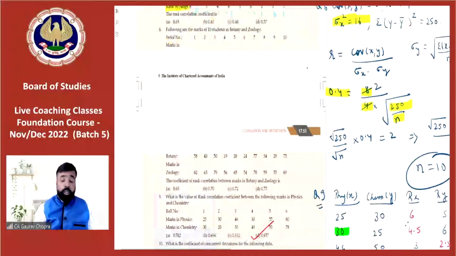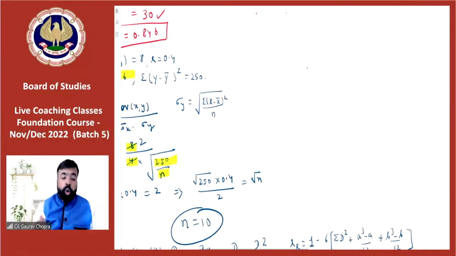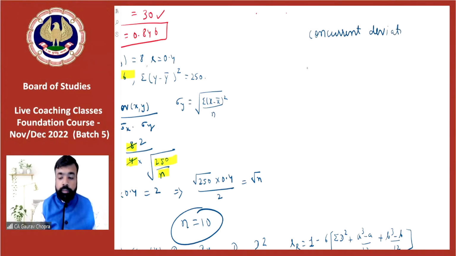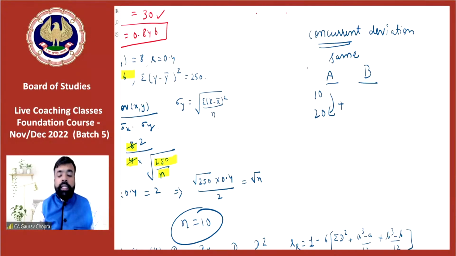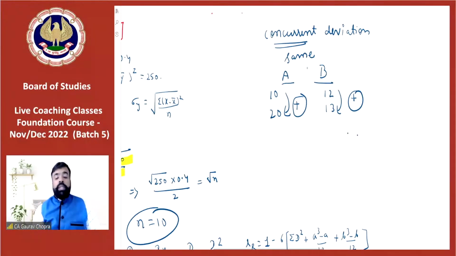Then somebody is asking, what is the meaning of concurrent deviation? See, the word concurrent means same effect. Concurrent here means same. If there is a series A and series B, and the value is changing from 10 to 20, there is an increase in series A. In series B, there is 12 to 13. Here also we say that there is an increase. So both of the series are having the same effect. Both are having an increase. So whenever both are having similarity, then we say it is concurrent deviation.